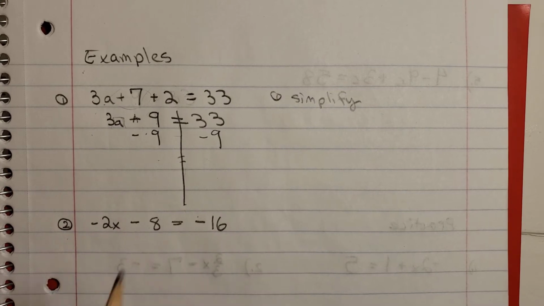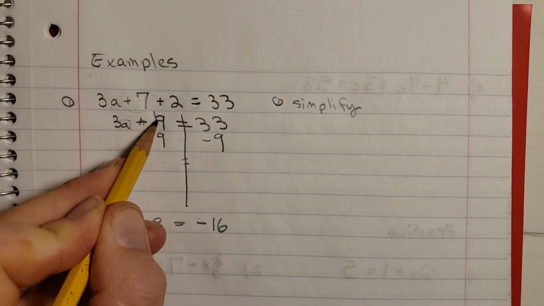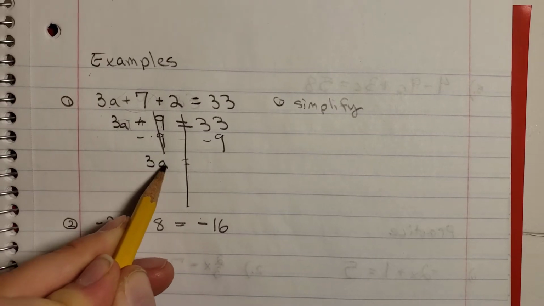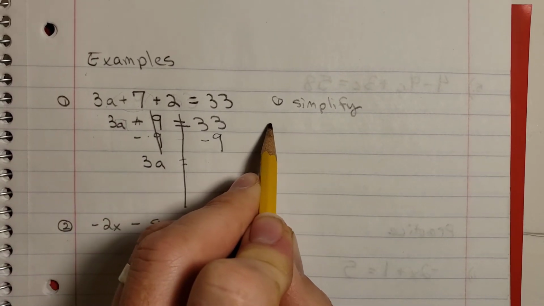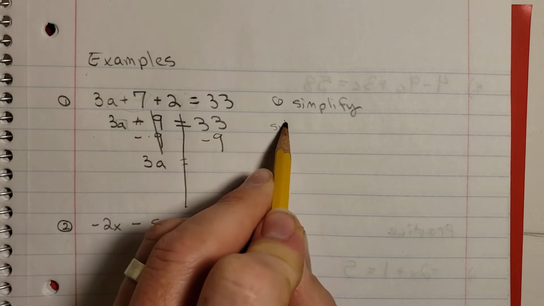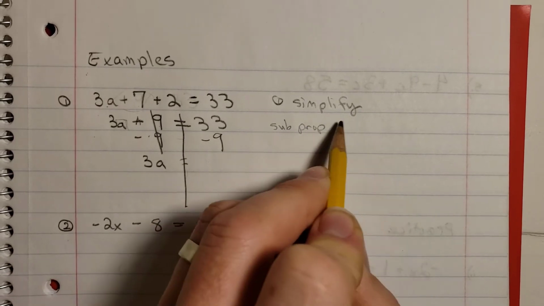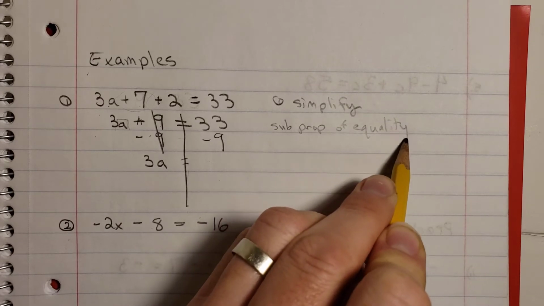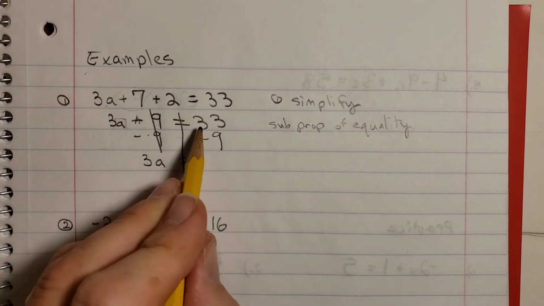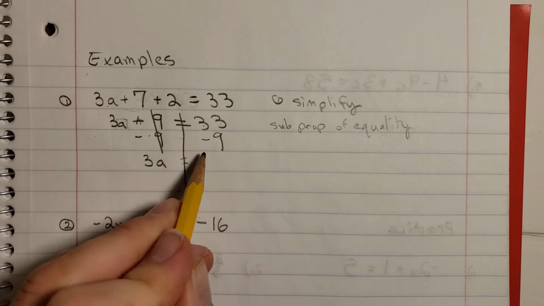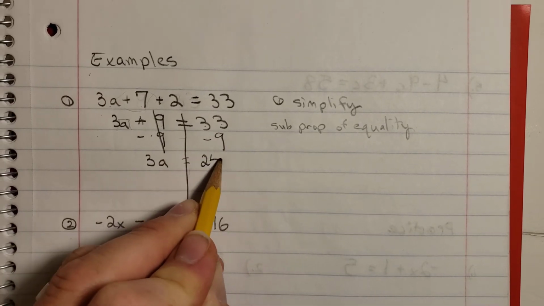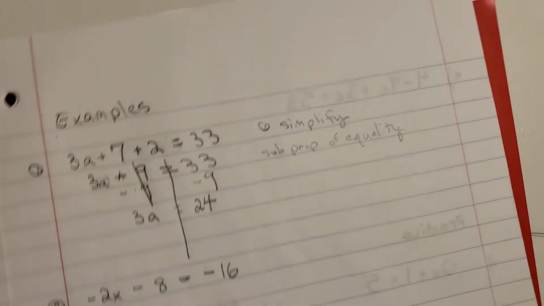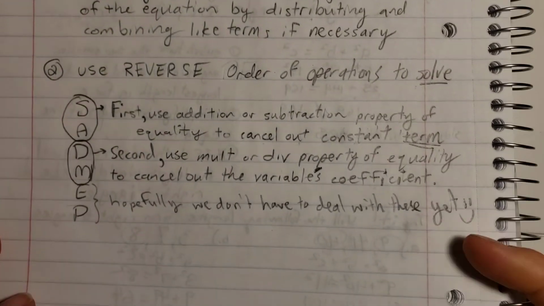All right, so plus 9 minus 9 cancels out. We're going to bring down what's left over, the 3a. What did we use there? We used the subtraction property of equality to isolate that variable there. Now we're going to do 33 minus 9, which comes to 24.